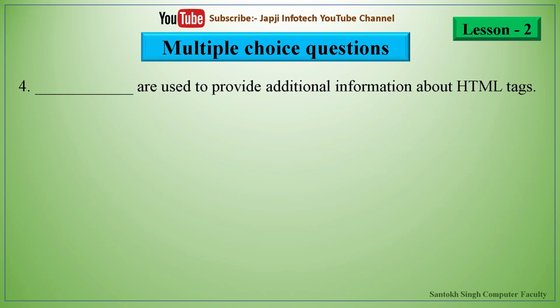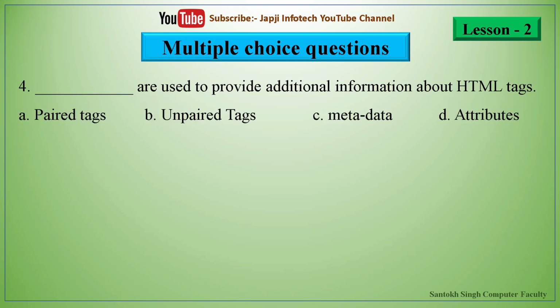browser. And the fourth one is, dash are used to provide additional information about HTML tags, and the options are pair tag, unpaired tag, metadata, and attribute. And the right answer is: attributes are used to provide additional information about HTML tags.